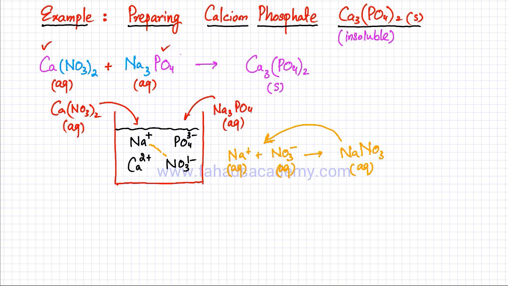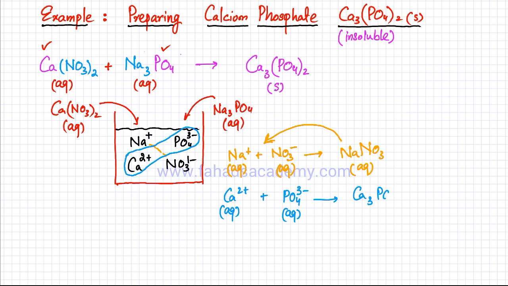But what's going to happen if calcium ions and phosphate ions end up reacting together? If calcium ions end up combining with the phosphate ions, remember a positive ion is going to attract a negative ion. So the calcium ion was in aqueous state, and the phosphate ions were in aqueous state. Now when they combine and form calcium phosphate, calcium phosphate is insoluble, it's a solid, and it's not going to dissolve back into the solution. So this is not going to happen.